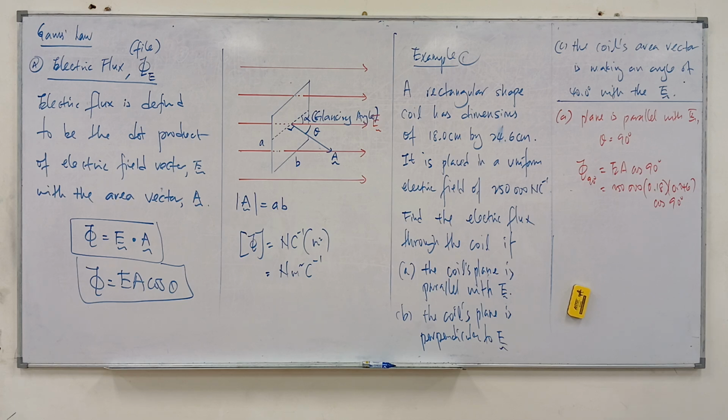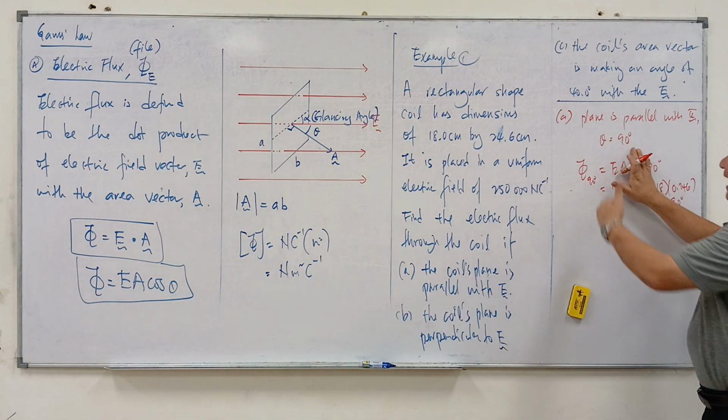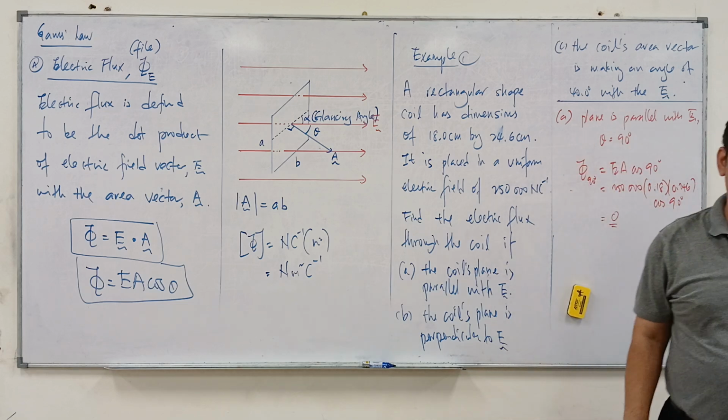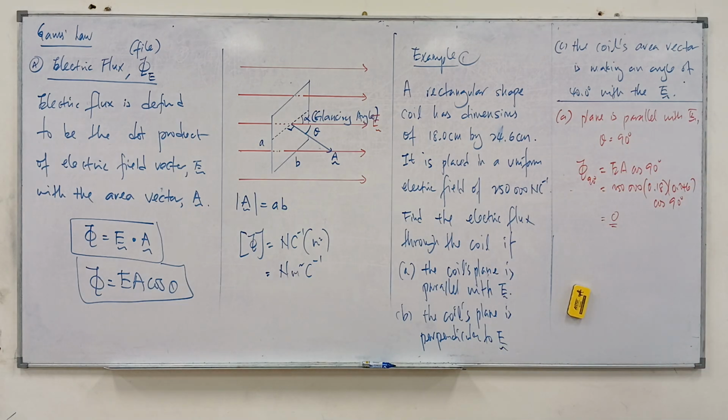1, are you sure? I thought 0. Cosine 90 is 0, right? Because sine 90 is 1, so the cosine is always the opposite of your sine. So this whole thing is 0. Okay, 0. So when the surface area, or a coil surface area, or the plane is parallel with the electric field, you get 0 electric flux. Why? Because when you put it parallel, nothing passes through the area. Okay, that's the first one.